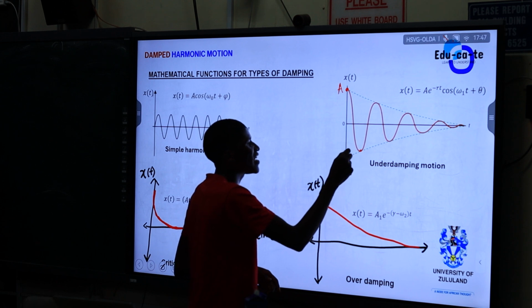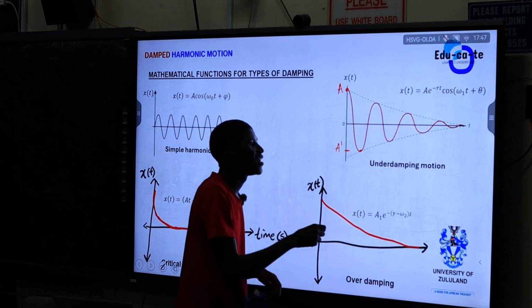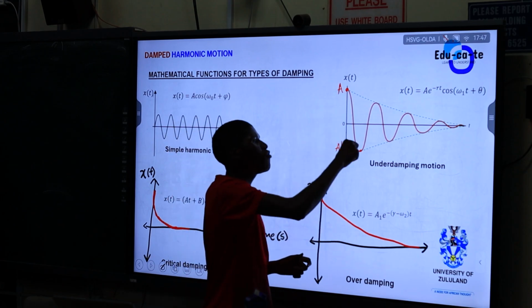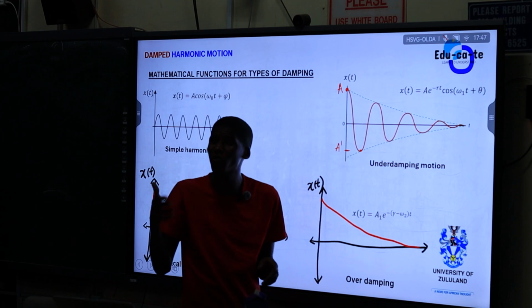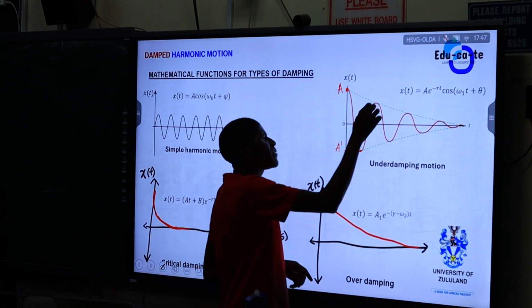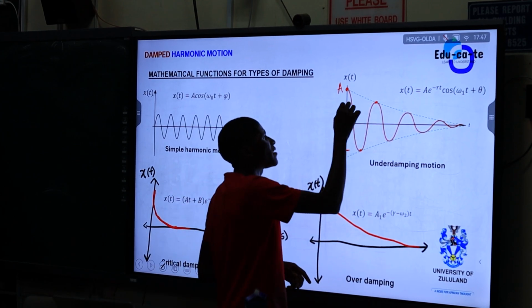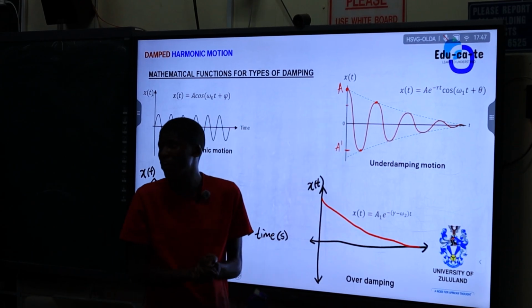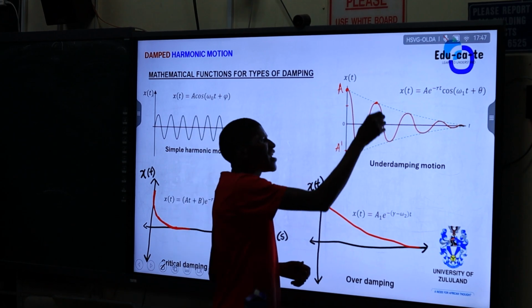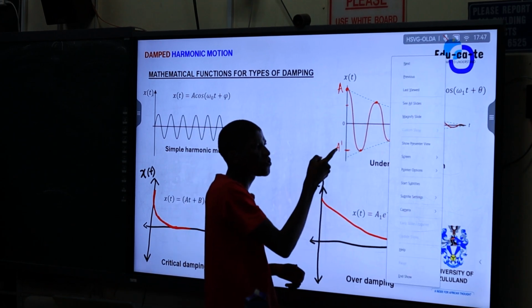Not necessarily A, let's just say A prime, right? So when it comes back, it will no longer come back to A, like it won't come back to the original amplitude. Instead, the position here will have a smaller amplitude. Maybe your amplitude will be subtracted by a certain number. And then when it returns again, it won't come back to the same amplitude as this one.